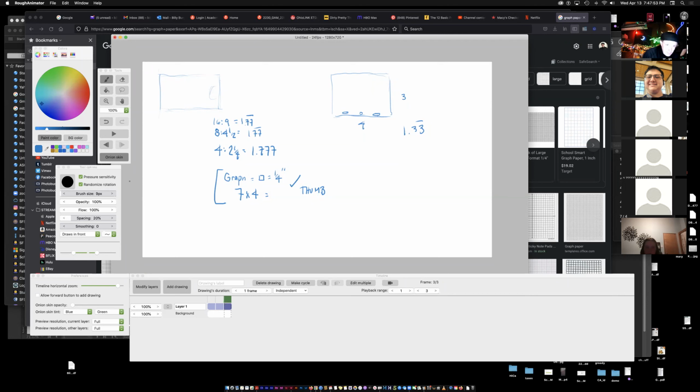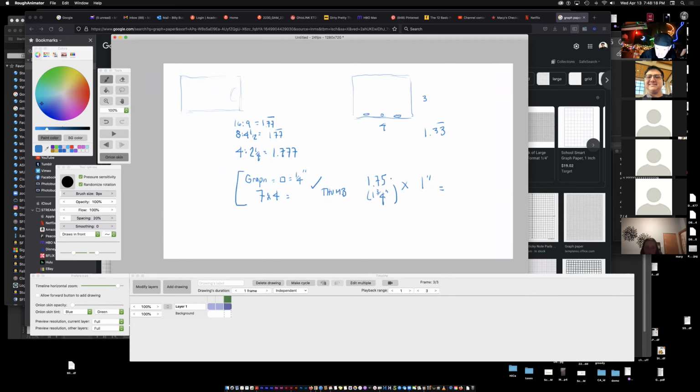Oops, I'm drawing on my paper here. So this calculation here is 1.75, 1 3/4 inches by 1 inch. And you can see when you divide that gives you the 1.75. 1.75 divided by 1 is 1.75. All right, do I have any questions about this?